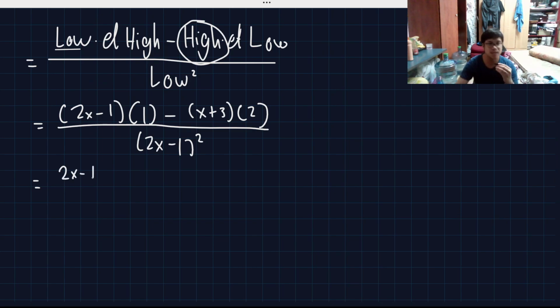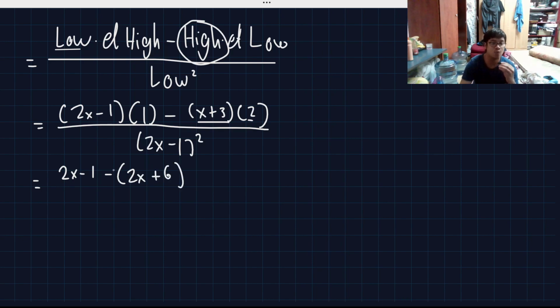So 1 times x is x. 1 times function of x is function of x. So therefore, 1 times 2x minus 1 is just 2x minus 1. Minus, here we're going to distribute 2 to these parentheses. Okay? So what happens is we will have quantity 2 times x, 2x. Then 2 times 3, we have plus 6.